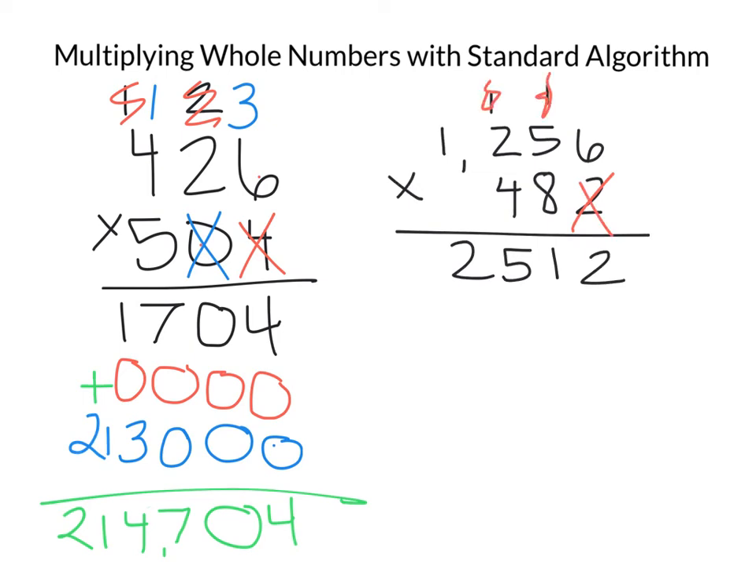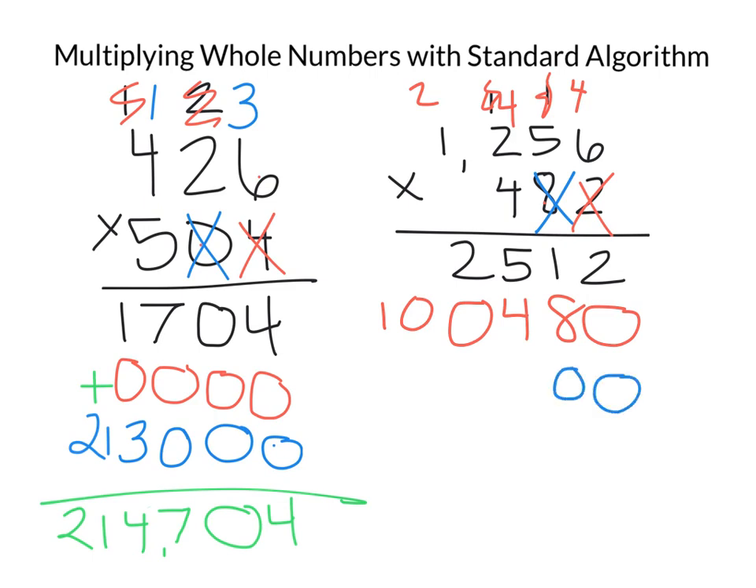Now I'm focusing on my tens place. So I have to put a 0. 8 times 6 is 48. Carry the 4. 5 times 8 is 40, plus 4 is 44. Carry the 4. 2 times 8 is 16, plus 4 is 20. Drop the 0, carry the 2. 1 times 8 is 8, plus 2 is 10. Now I'm done with the 8. I now focus on the 4, which is in the hundreds place. So because of that, I have to add 2 zeros.